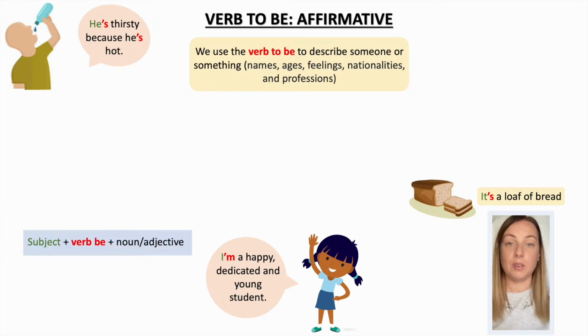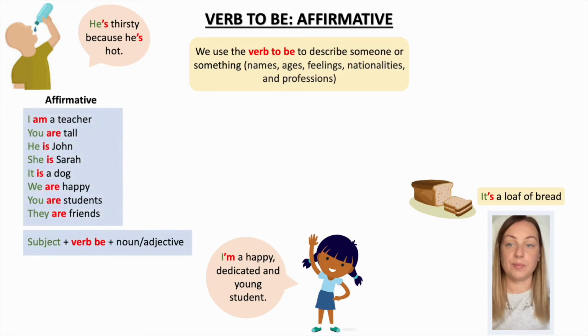Here is the formula that we use when we use the verb to be. Subject plus verb to be plus noun or adjective. Here are some examples for you. I am a teacher. You are tall. He is John. She is Sarah. It is a dog. We are happy. You are students. They are friends.